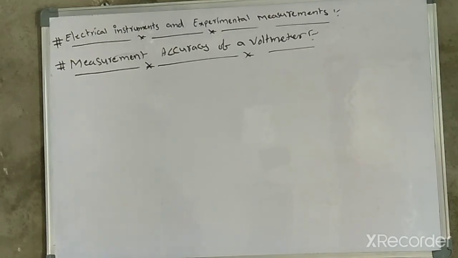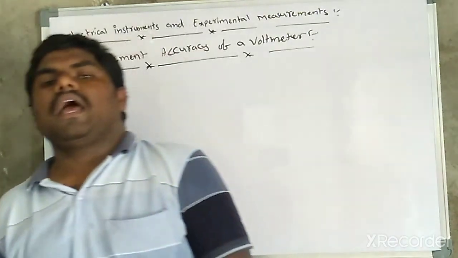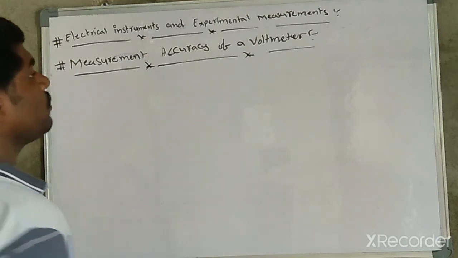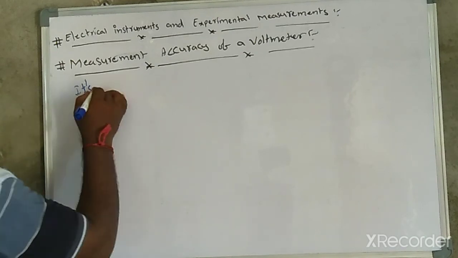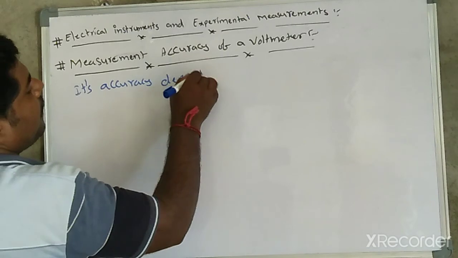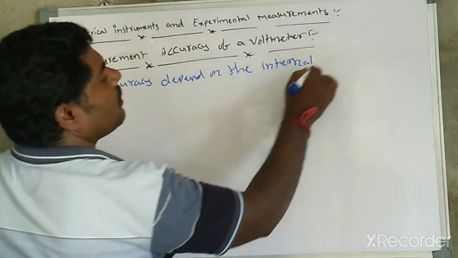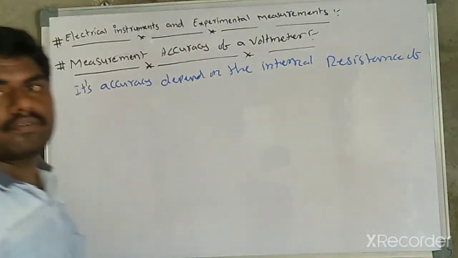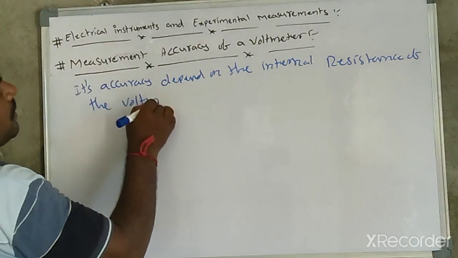A very important concept: measurement accuracy of a voltmeter. Its accuracy depends on the internal resistance of the voltmeter used.